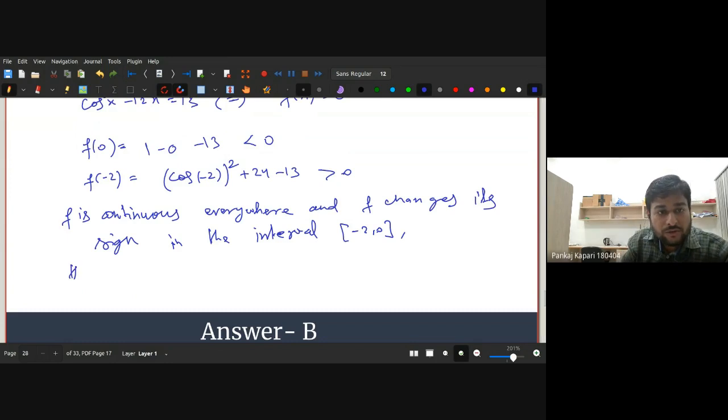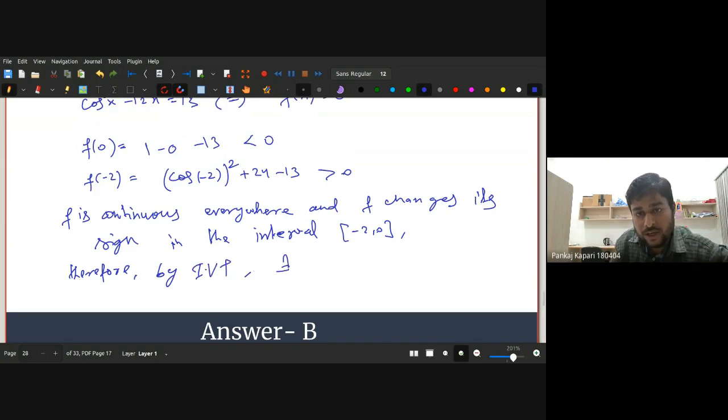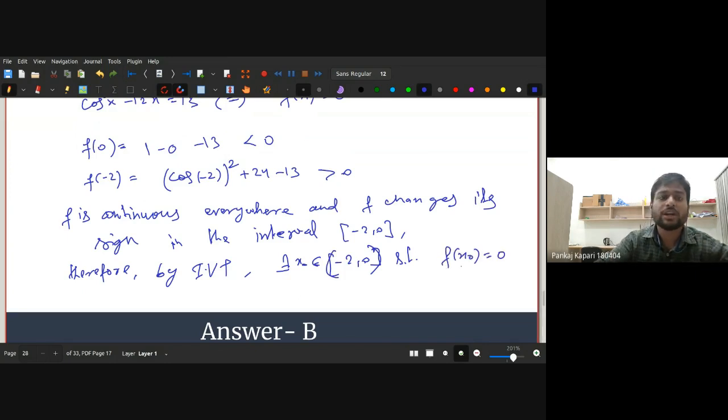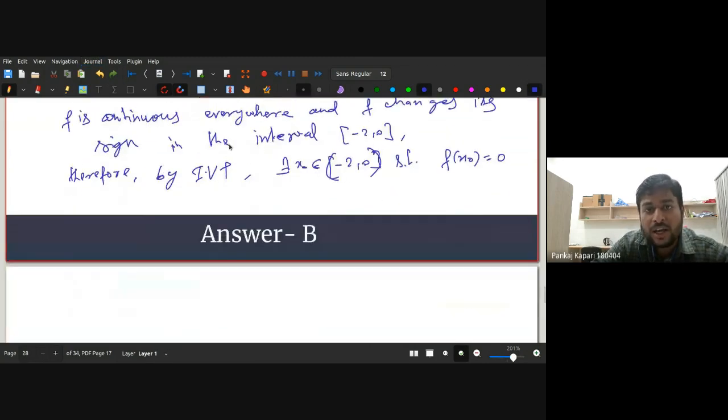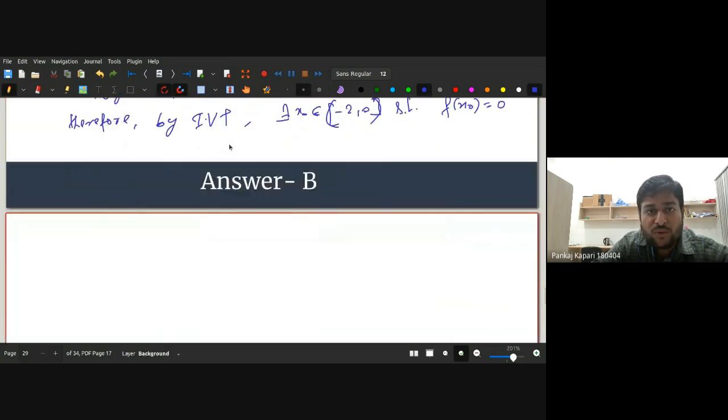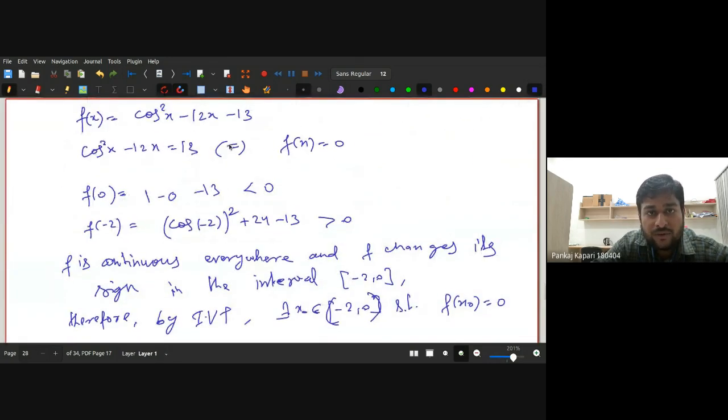Therefore, what can we say? We can say that by the intermediate value theorem, IVT, there must exist some point x naught inside the open interval minus 2 comma 0, such that f of x naught becomes 0. Okay, so that means there is at least one solution of this given equation. But can we have exactly one solution, or can we have more than one solution? Okay, that we have to find out.